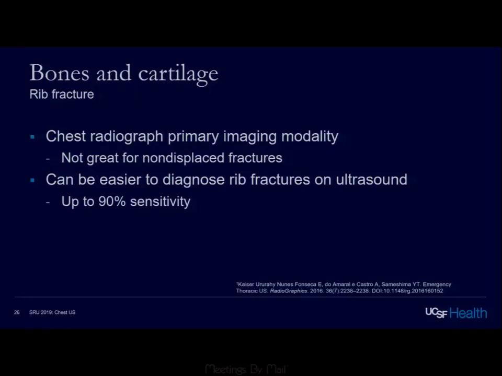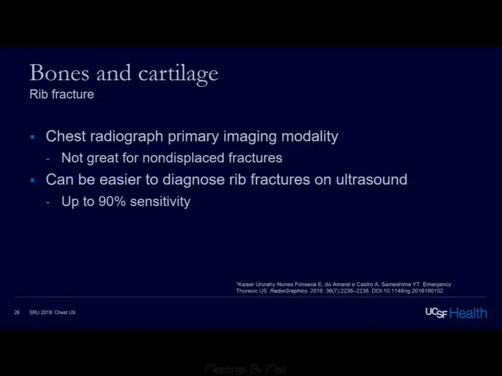Ultrasound is not limited to soft tissue structures. We can actually look at bones and cartilage as well. So, rib fractures. This has probably happened to a lot of us sitting here, but I have been surprised many times when I look at a chest x-ray and think, oh, it's normal, and then I look at the chest CT and there are all these non-displaced rib fractures that I missed on the chest x-ray. So chest radiograph is not so great for non-displaced rib fractures. We can frequently miss them.